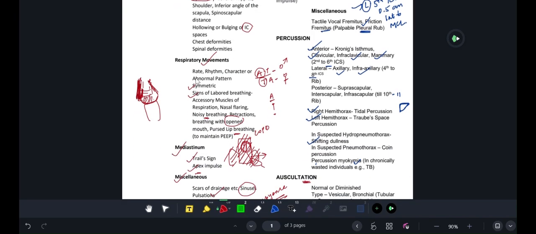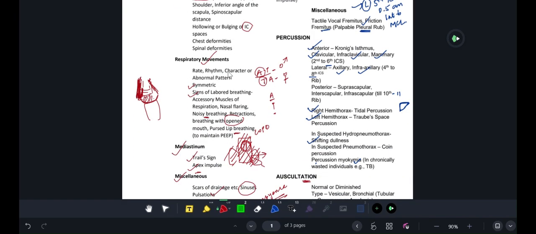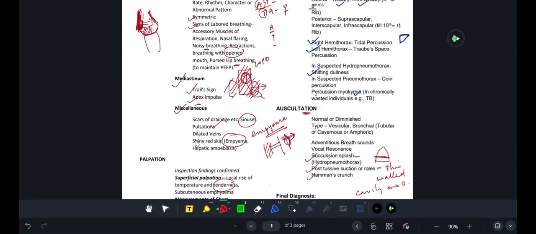Then you look for the movements, for the rate, the rhythm, the character, the type, the patterns. I told you the Cheyne-Stokes, which was that crescendo-decrescendo pattern, the crazy pattern, which was Kussmaul's. Then there was another one, which was Biot's, which was very chaotic. Biot's was chaotic, right? So all of that. Then symmetry, the signs of labored breathing, presence of any accessory muscles of respiration overworking, retractions, and open mouth breathing, forced pursed lip breathing for COPD. Finally, we went to look for the mediastinal position.